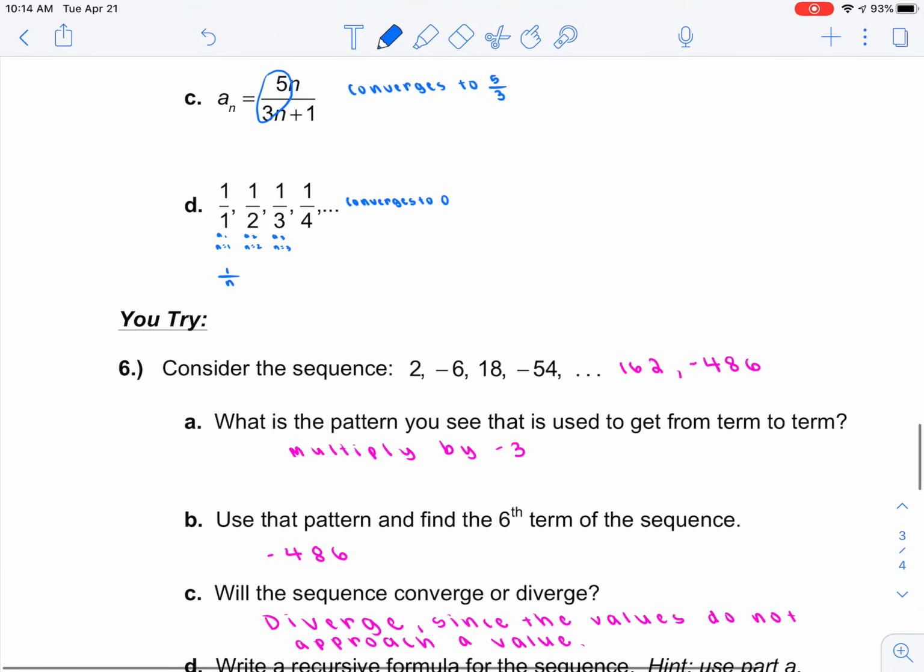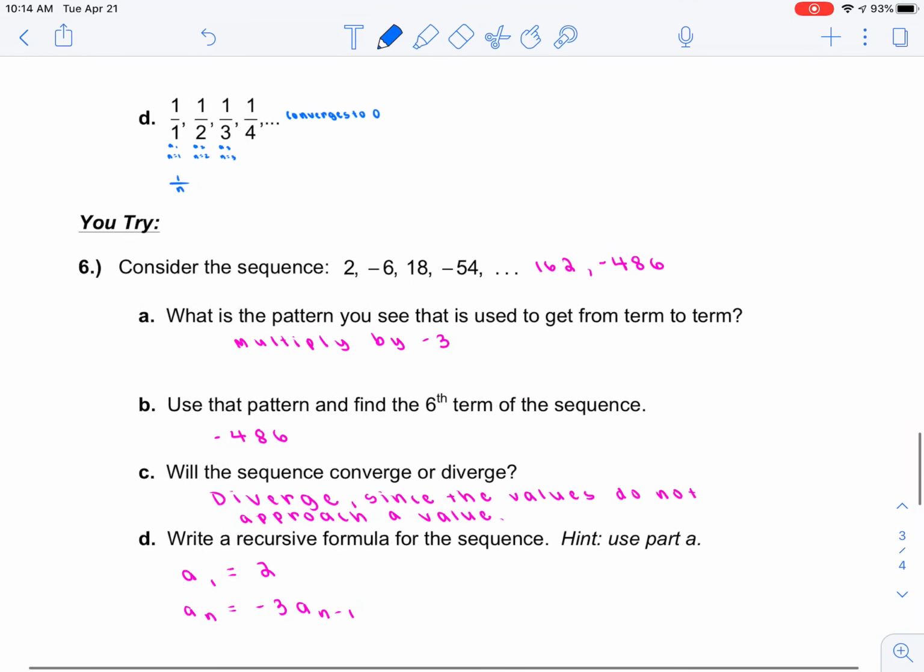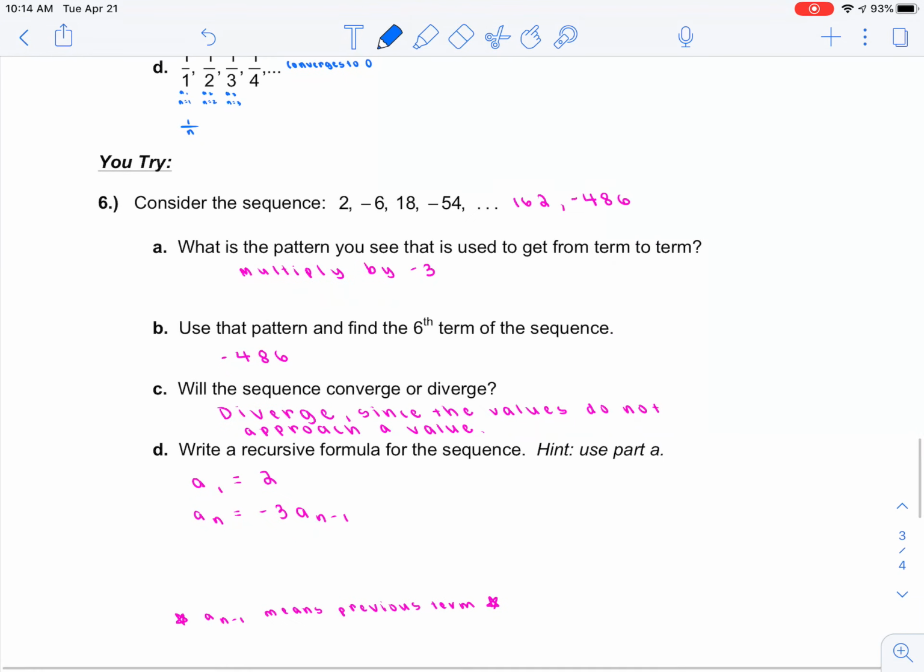Welcome back. So for this next part of the notes, you were asked to take this sequence and first of all, figure out the pattern, then find the 6th term of the sequence and discuss if it converges or diverges. These numbers keep getting larger and larger, or smaller and smaller. If you think about negatives, a very, very large negative number is actually an extremely small number, but they're not approaching a value. So as a result, we would say that it diverges.